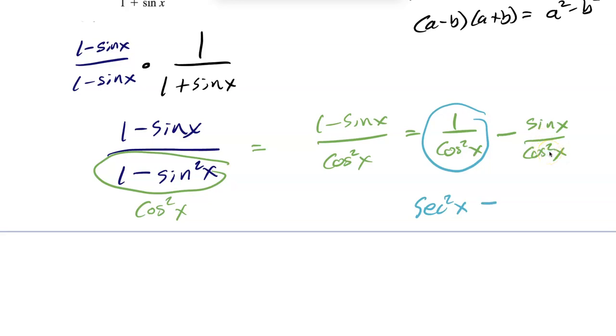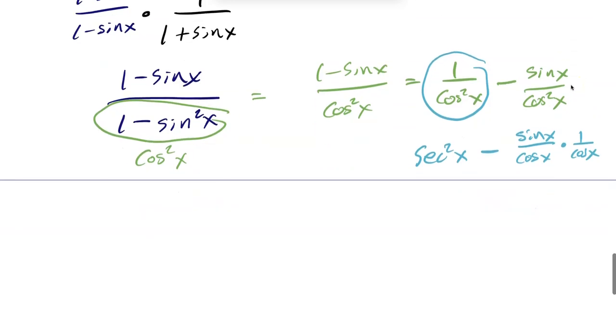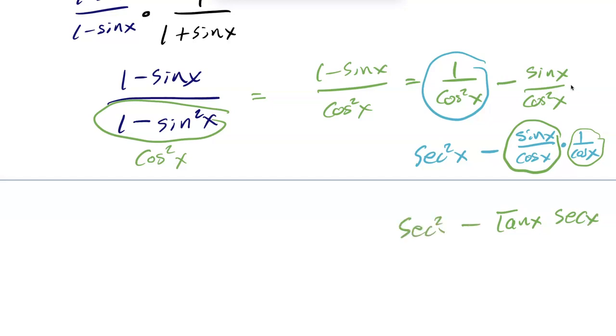What I could do is another trick. I could separate it. I'm going to write it like this: sine of x over cosine of x times 1 over cosine of x. Right, I'll pull one of the cosines and put it to the side like that. And now we're almost done. Because this is tan. This is secant. And we still have a secant squared over here.